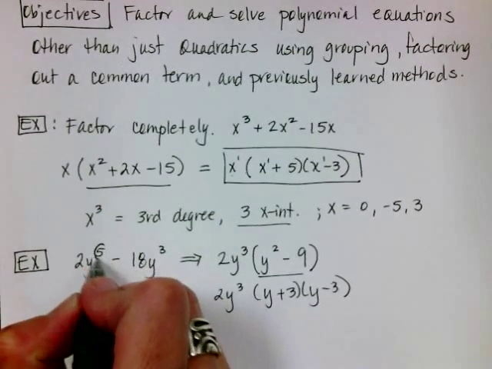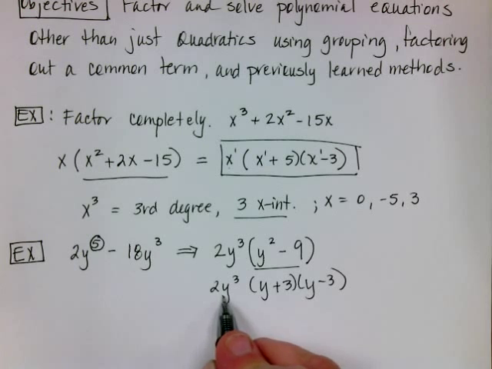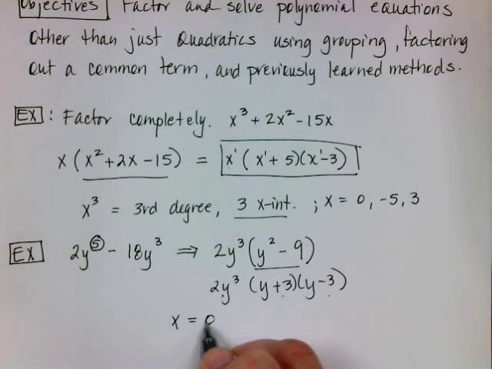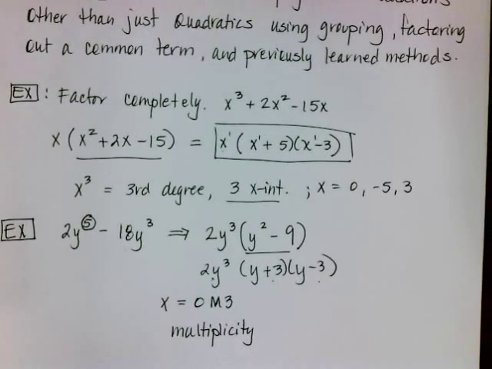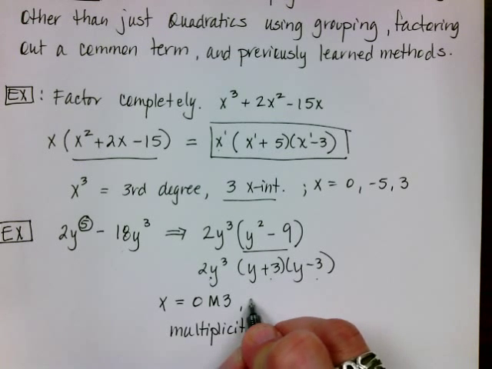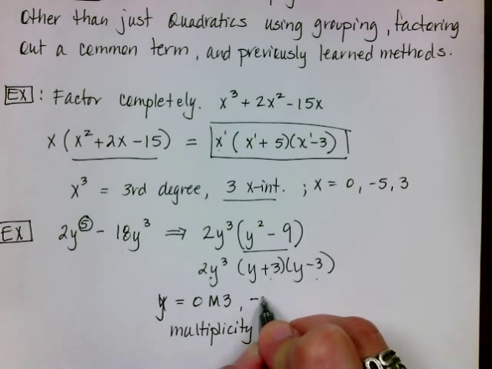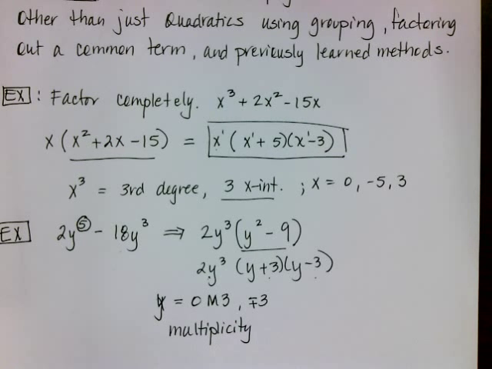We started with a 5th degree polynomial. So now I have 1, 2, 3, 4, 5 zeros. So I would say that I have y is equal to 0, which comes from here, with a multiplicity of 3. Okay, and so that M stands for multiplicity, long word, which basically means that that 0 is repeated 3 times. We'll talk more about that later. And then I have, I guess I should say that y is equal to a negative 3 and a positive 3, so plus or minus 3. So there are my 1, 2, 3, 4, 5 zeros.